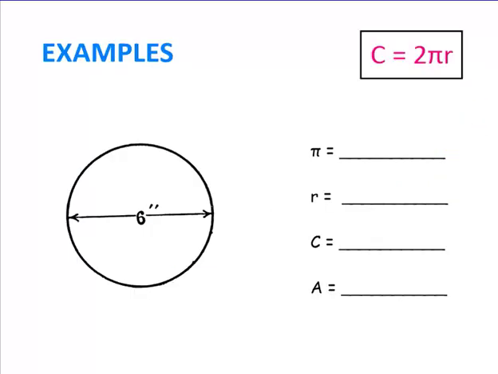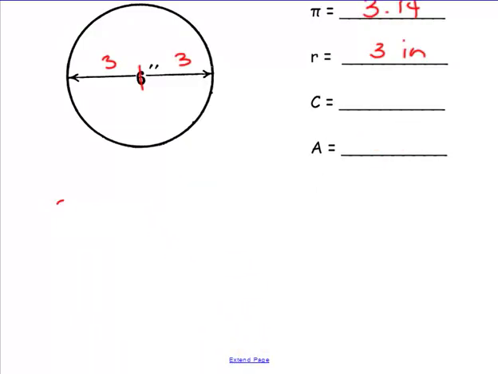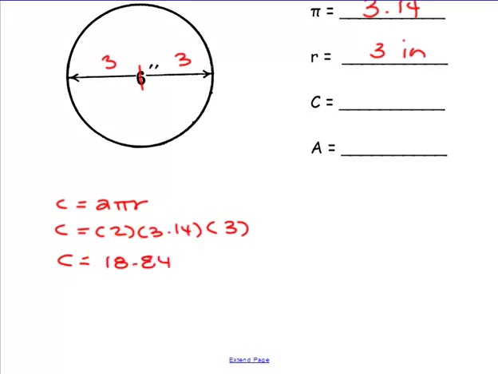So let's go ahead and look at this problem here. So pi, again, is 3.14. So our radius is going to be half of the diameter. So if the diameter is 6 inches, our radius is going to be 3. So we have 3 inches. And then we're going to go ahead and calculate our circumference. So C equals 2 pi r. C equals 2 times 3.14, and then times our radius, which is 3. And when I multiply all those together, I'm going to get 18.84. So that's going to be 18.84 inches. And it's not squared because it's not area.